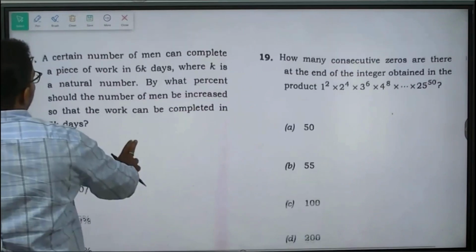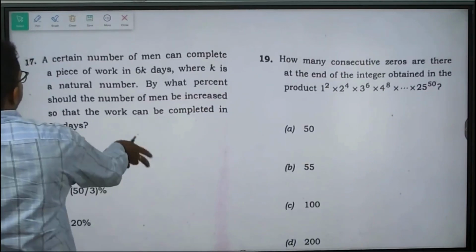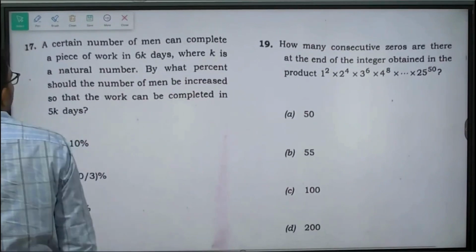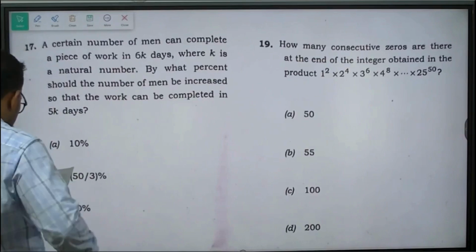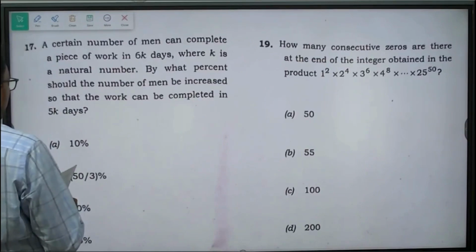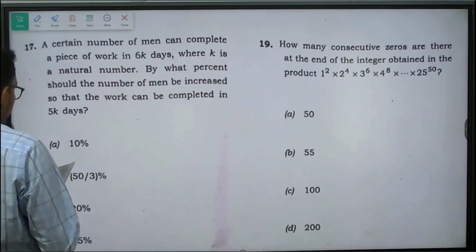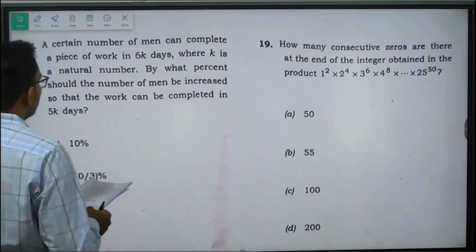A certain number of men can finish a work in 6k days, where k is a natural number. By what percent should the number of men be increased so that the work can be completed in 5k days?